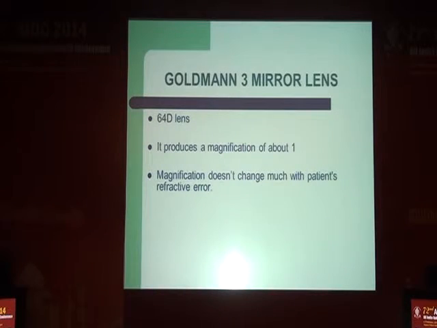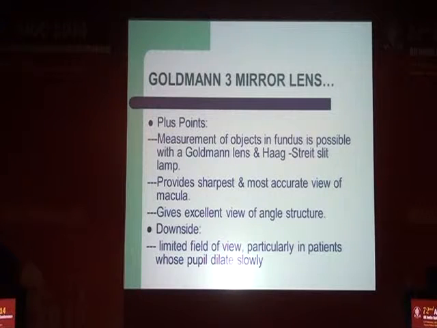When we look at the other one, the Goldmann 3 mirror lens, it's a 64 diopter lens. Again, it produces a magnification of about 1. The magnification doesn't change with this lens with the patient's refractive error much. That is the advantage. Now, the other plus points of the Goldmann 3 mirror lens is that measurement of objects in the fundus is possible with the Hartstein and a Goldmann lens. It provides the sharpest and the most accurate view of the macula and gives an excellent view of angle structures. And if you practically look at it, you have a lens which is subserving your glaucoma practice as well as a fundus practice. So it's a multi-utility lens. The downside is that it has a limited field of view, particularly in patients whose pupil dilates slowly or doesn't dilate so well.